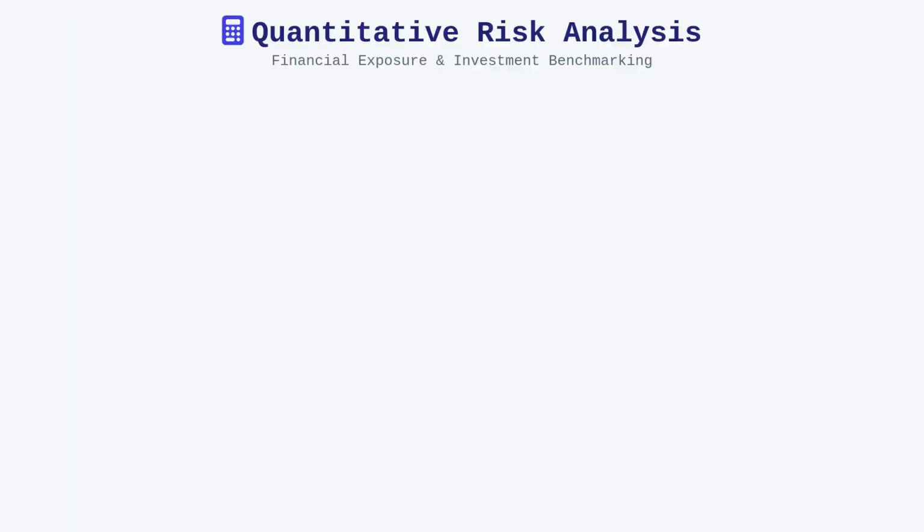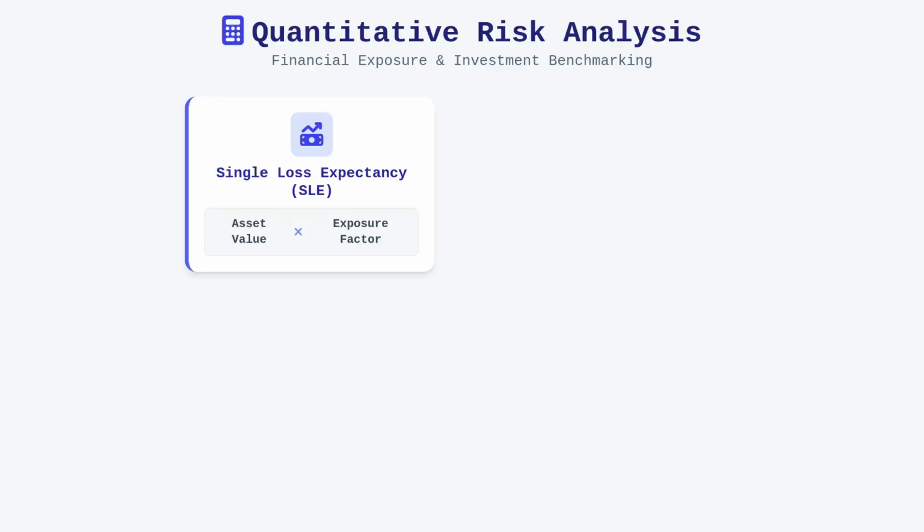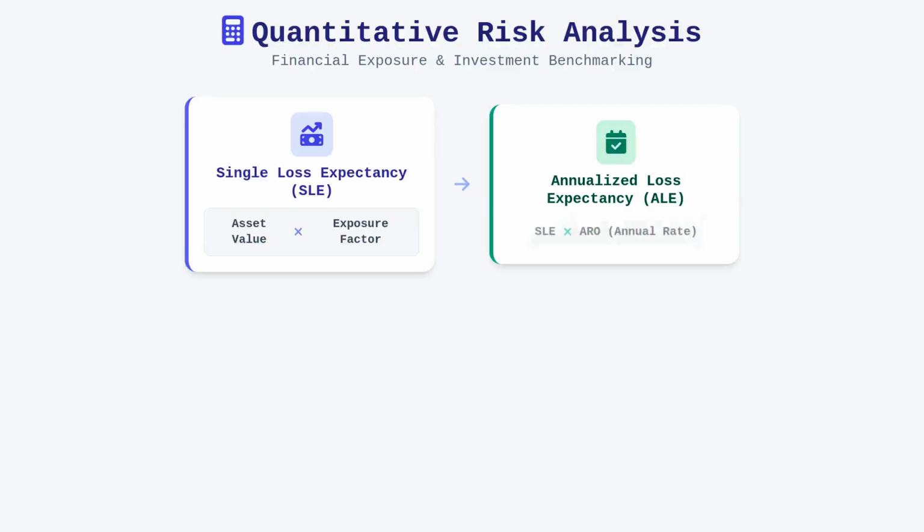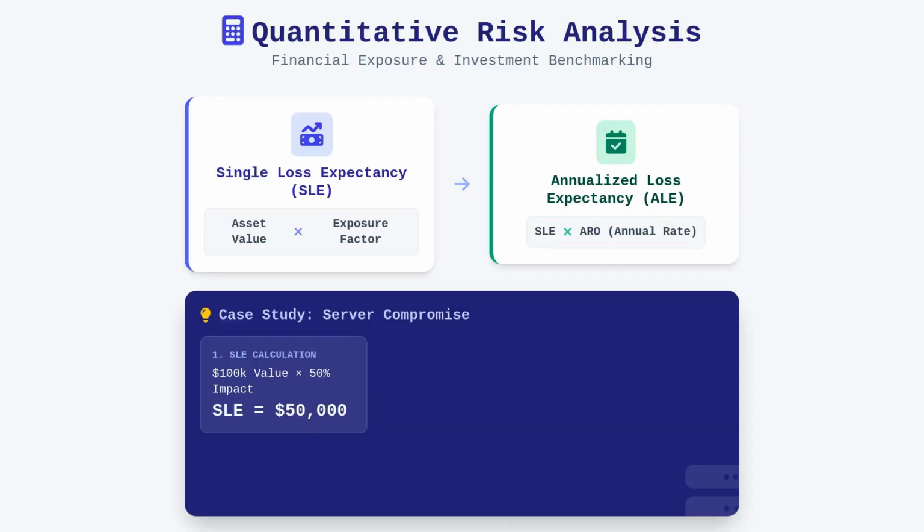To perform a quantitative analysis, we use specific metrics that clarify the financial exposure of an asset. The single loss expectancy, or SLE, represents the potential loss caused by a single realized threat, calculated by multiplying the asset value by the exposure factor. Once we have the SLE, we calculate the annualized loss expectancy, or ALE, by multiplying the SLE by the annualized rate of occurrence. If a server worth $100,000 is compromised, and the expected impact is 50%, your SLE is $50,000.